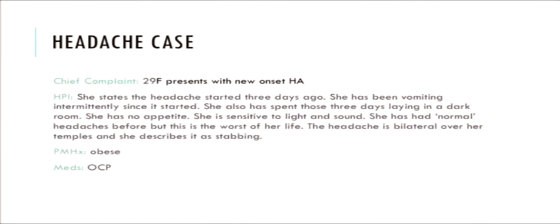So let's just jump into a case now. We're going to move away from the peripheral neuropathy. So this is a headache case. This is a 29-year-old female that presents with new-onset headache. She states that the headache started 3 days ago. She has been vomiting intermittently since it started. She has also spent those 3 days lying in a dark room. She has no appetite. She is sensitive to light and sound.